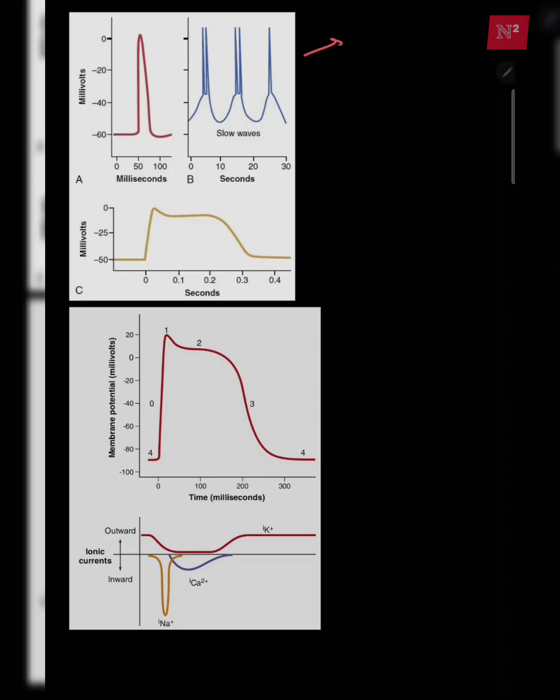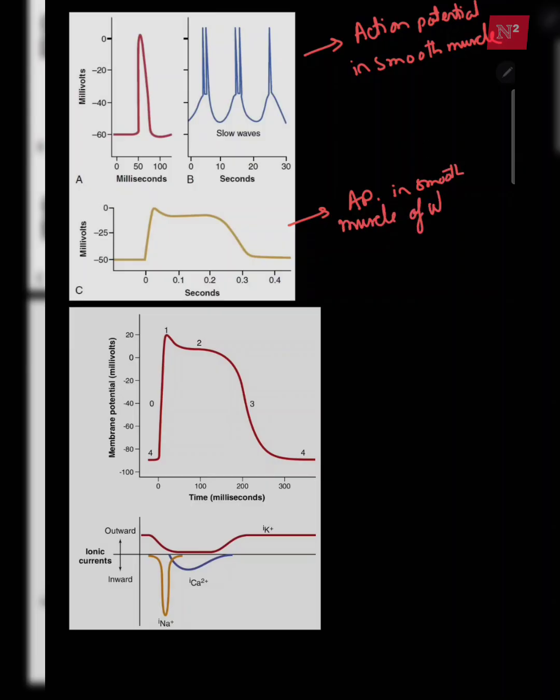Now this picture is showing you the action potential in smooth muscles. This is showing you the action potential in smooth muscle of the uterus, and this is showing you the action potential in cardiac muscle.